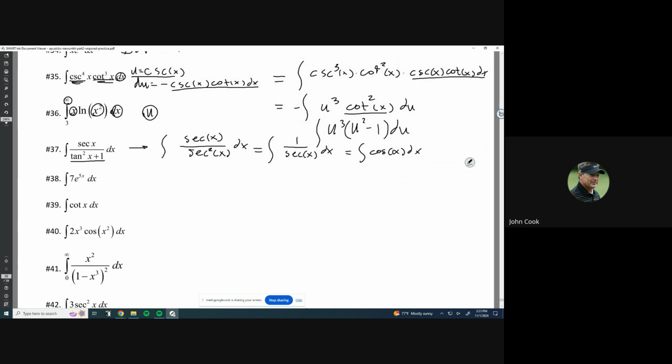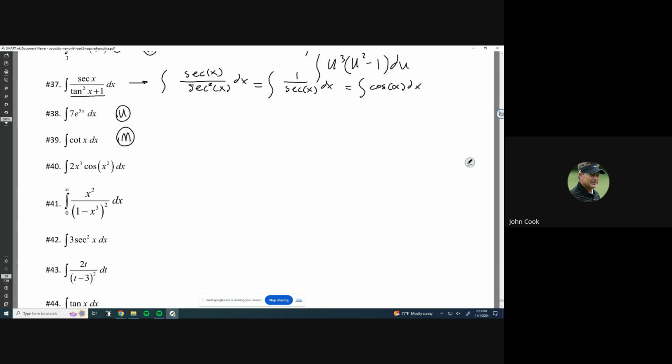7 e to the 5x, that's a simple u sub. Cotangent, that's a memorized one. Let's see here. This is a tricky one.